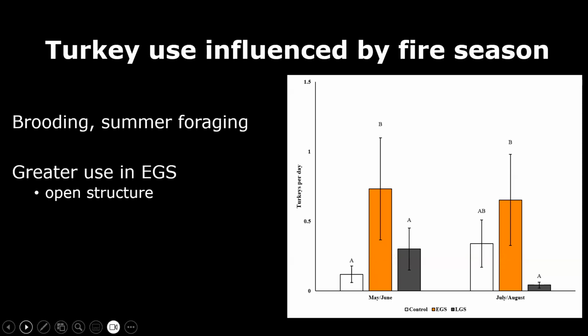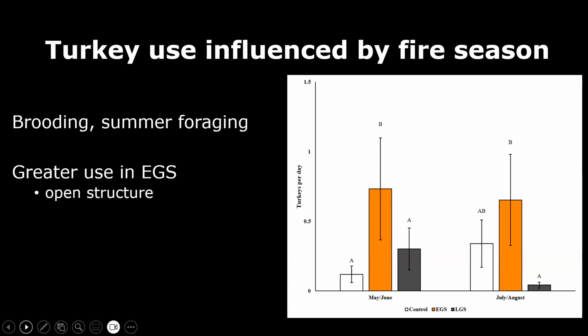And in these units, we actually saw a little bit different trend. We saw greater use in the early growing season, but it was throughout the entirety of the summer. So whether we were evaluating it during May and June or during July and August, we saw greater turkey detections following that early growing season burn.